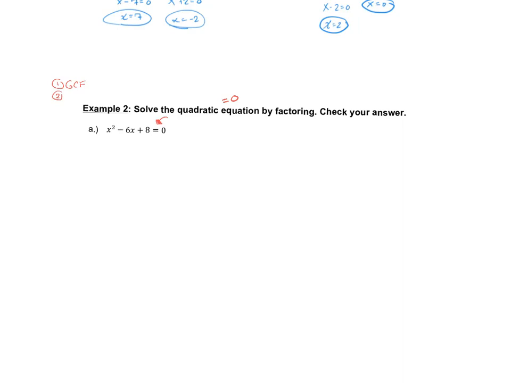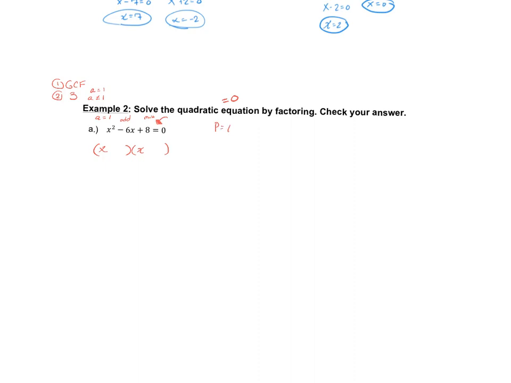Then I check how many terms it has. Since it has 3 terms, I'm looking to see if a is 1, or if a is not equal to 1, or maybe if I have a perfect square trinomial. In this case, a is 1. When a is 1, I can just set up with my x, and I need 2 numbers that multiply to c and add to b. So I need to multiply to 8 and add to negative 6.